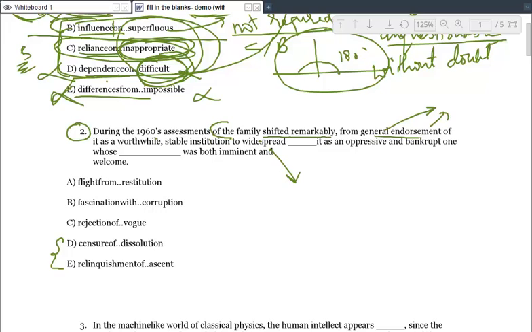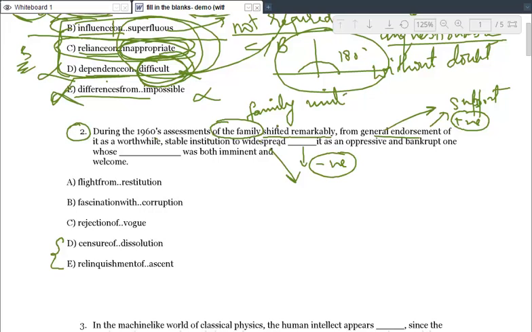What is the family? The concept of family. Family basically means family as a unit. Please understand, not some specific family of Gupta or Mehra. Family as a unit. Endorsement basically means support. Okay. So the question says, during the 1960s, assessments of the family shifted remarkably from general endorsement to widespread dash. So if endorsement means positive, and it shifted from positive to something, that means this must be negative because there is a shift, right? If you shift from positive to positive, it's not a shift. But if you shift from positive to negative, then it's indeed a shift, right? So what do you think would be the right blank for the first option?